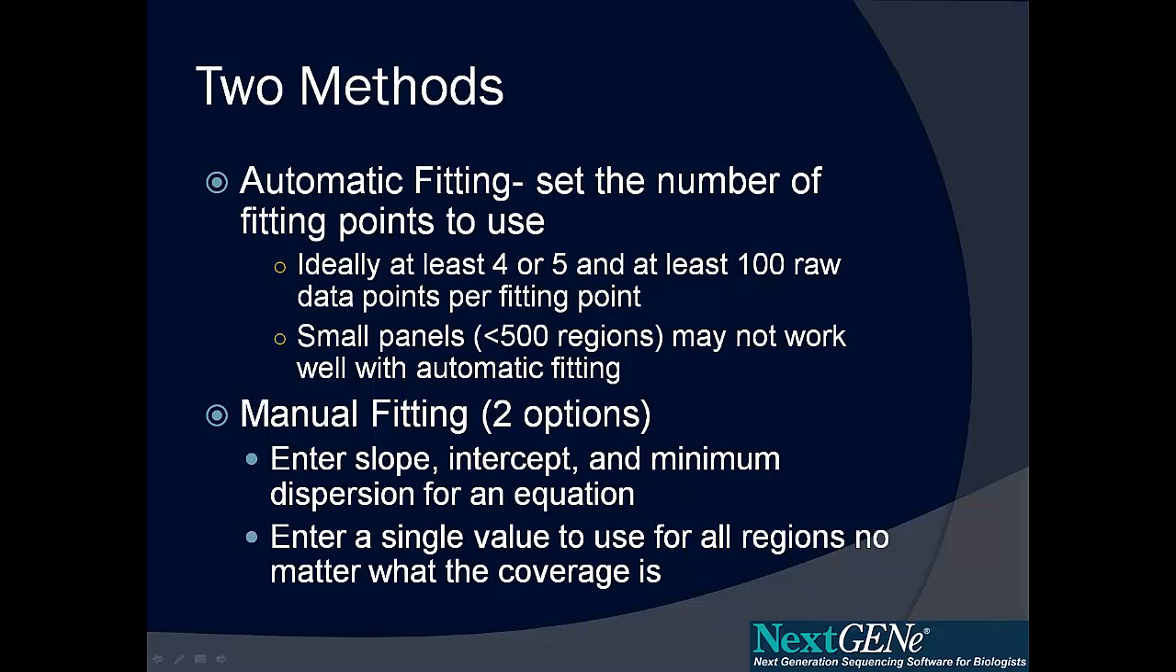There are two different fitting methods. The first is automatic, which is what I just described. The one thing you'll have to set is the number of fitting points to use. This will be estimated automatically, but you can customize it. Ideally, we have at least 4 or 5 points to get a good idea of the shape of the linear equation. But we do want to have many regions represented in each point. So generally, small panels, less than 500 regions, might not work well with automatic fitting.